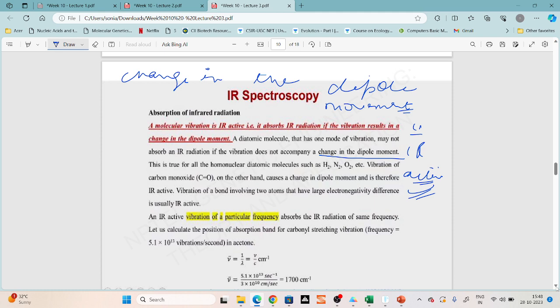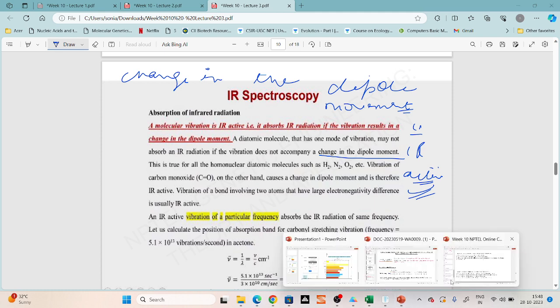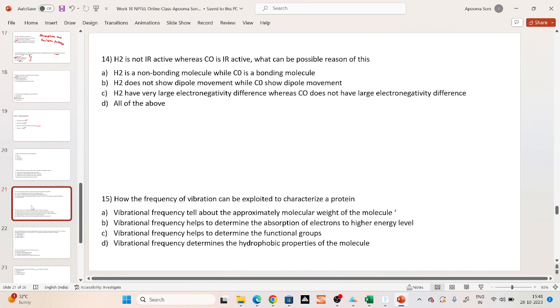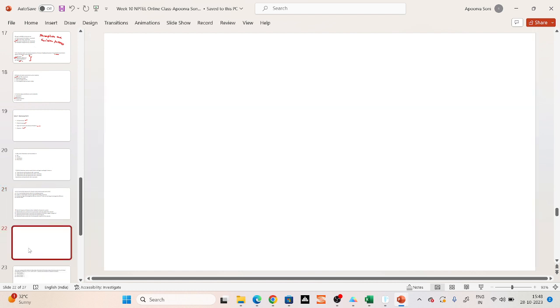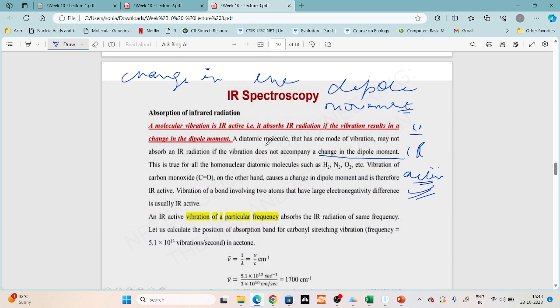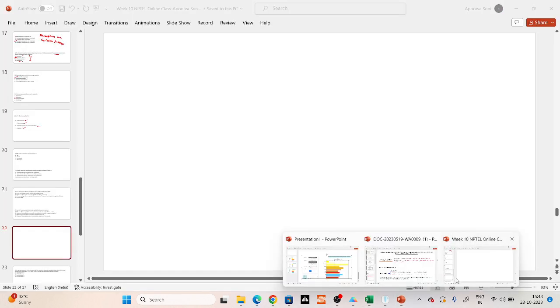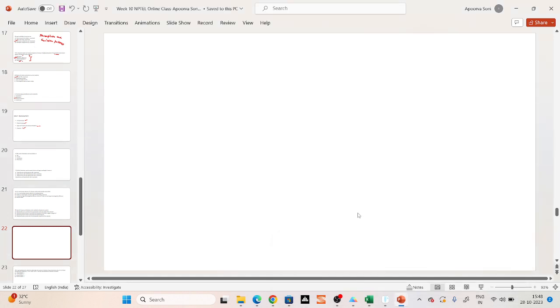Now, what is the meaning of change in the dipole moment? Let's talk about this in a little more detail. Homonuclear diatomic molecules: hydrogen, nitrogen, oxygen. And then carbon monoxide. These two examples we will take. So we have H2 and we have CO.